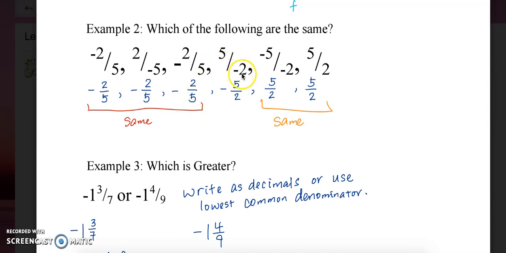The next fraction, well, it's 5 over negative 2. So this is the flipped version, or more properly, we call this the reciprocal of 2 over 5 negative, or negative 2 over 5. So it looks like that. The next fraction, we have negative 5 over negative 2. The rules of integers tell us if I have a negative number over a negative number, the two negative signs simplify into positive. So you have 5 over 2. And the last fraction is also 5 over 2, so I can conclude that the last two fractions are the same.